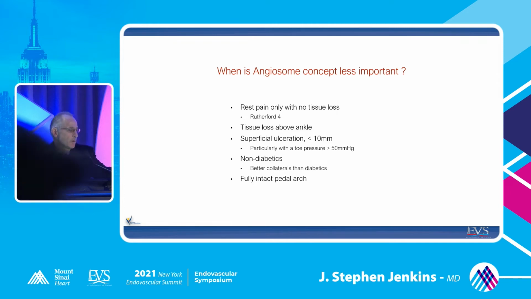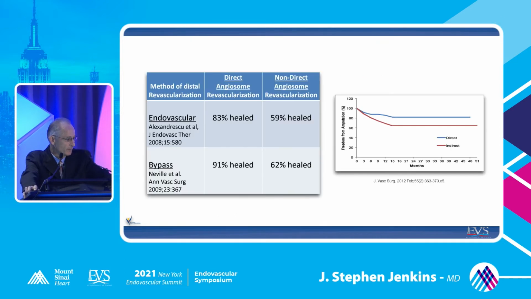So the angiosome concept, I think, is less important when you have rest versus tissue loss issues. Tissue loss that's above the ankle, superficial ulceration. Diabetics have better collaterals than non-diabetics, typically vice versa in the coronary bed. I also don't understand atherosclerosis enough to know the answer to that. And a fully intact pedal arch, it may be less important for angiosomes.